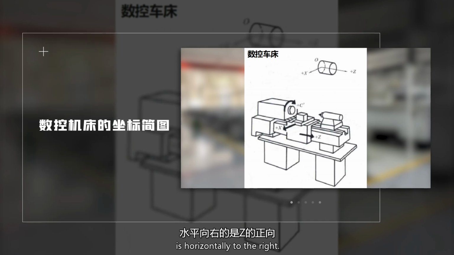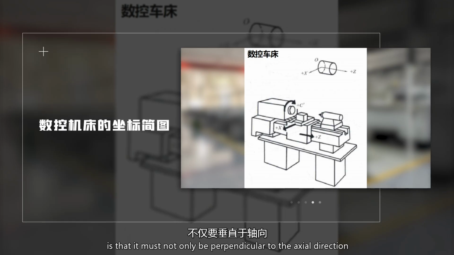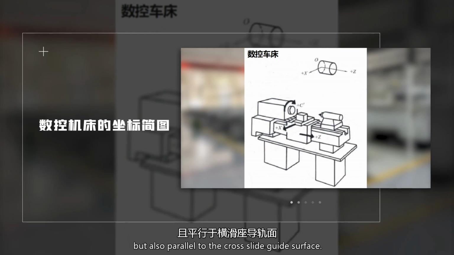is horizontally to the right. Next, we need to determine the x-axis. The x-axis also has a certain rule for determination. For machine tools where the workpieces rotate, such as lathes and grinding machines, the rule for determining the x-axis is that it must not only be perpendicular to the axial direction, but also parallel to the cross-slide guide surface.